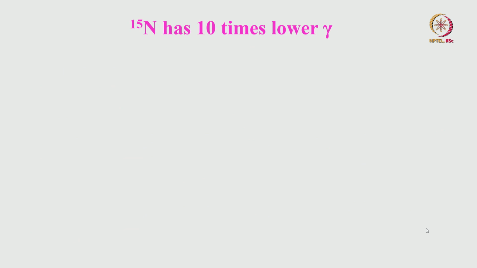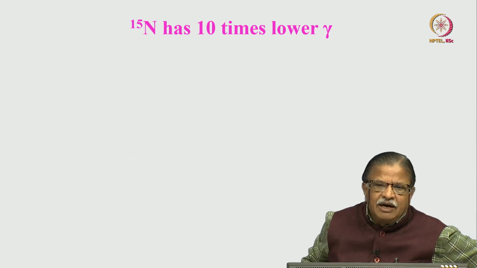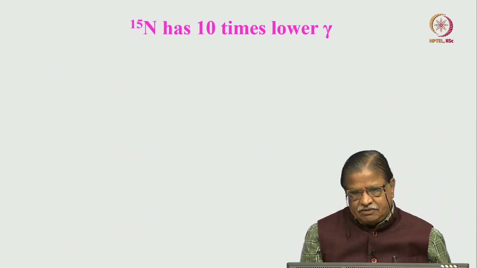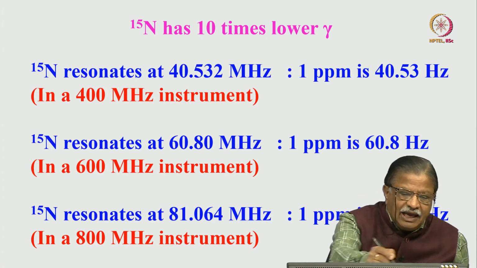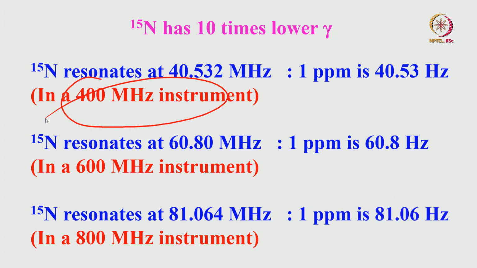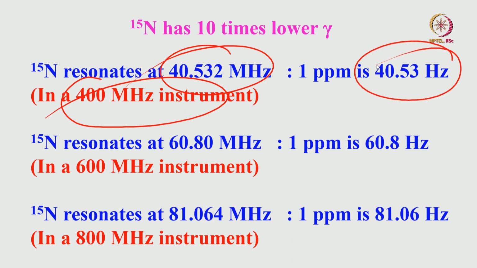Okay, we will go to another nucleus, nitrogen 15. Nitrogen 15 has a gamma which is 10 times lower than that of protons. That means in the 400 megahertz spectrometer, nitrogen 15 resonates at 40 megahertz. Then what is the 1 ppm value of nitrogen 15 in a 400 megahertz spectrometer? It is 40.53 hertz, because although the spectrometer is 400 megahertz, nitrogen is resonating at 40 megahertz. So, 1 ppm is 40 hertz.